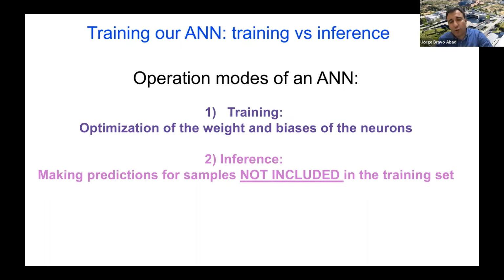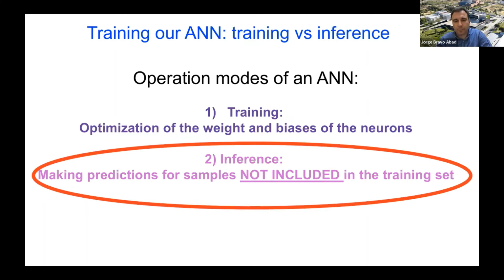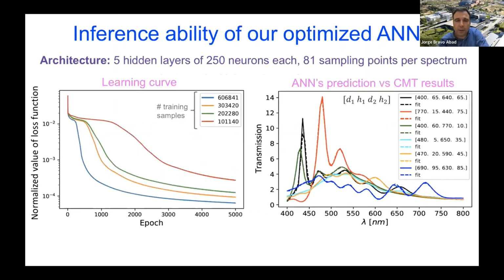In our case, those samples are actually spectra. So let's see how that works in our case. Once we have optimized the algorithm, essentially what we did is to plot the normalized value of the loss function as a function of the number of epochs. This is the so-called learning curve, to the left in the slide, as a function of the training samples. The blue line corresponds to the larger number of training samples. And we see that after some plateau here, it basically decreases very quickly.